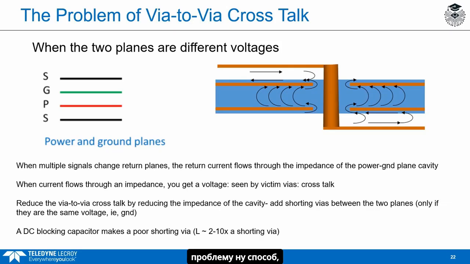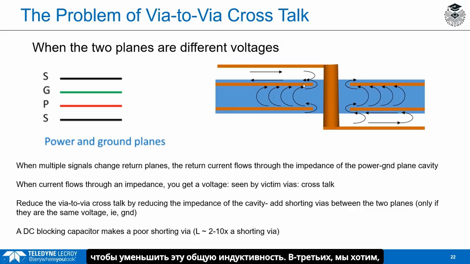And how do we fix that problem? Well, the way we fix that is we want to reduce the impedance of the cavity. The best way of doing that is adding a shorting via. And when we add a shorting via, then that's always going to give us the lowest impedance path. And of course, now that we know it's about the inductance of the return path, what is the number one thing we want to do with that? Keep it short. That means we want these 2 planes as close together as we can. The second thing we want to do is we want to keep it wide.